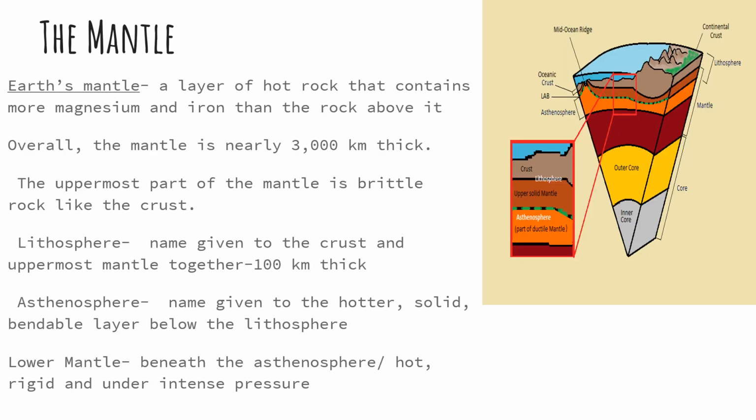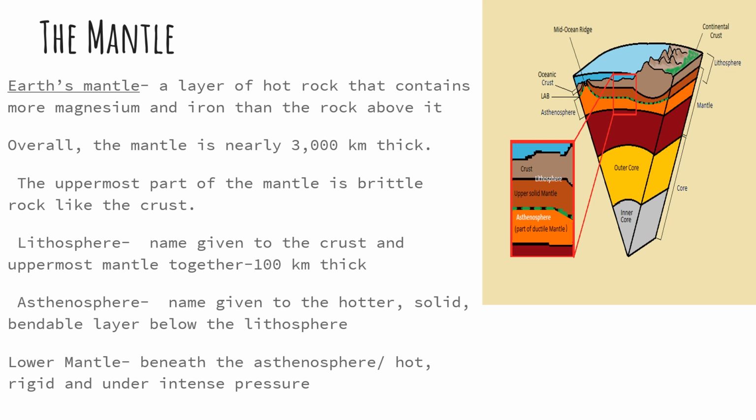The next layer of Earth is the mantle. Earth's mantle is a layer of hot rock that contains more magnesium and iron than the rock above it. Overall, the mantle is nearly 3,000 kilometers thick. The uppermost part of the mantle is brittle rock, like the crust. The lithosphere, which is the name given to the crust and uppermost mantle together, is about 100 kilometers thick.